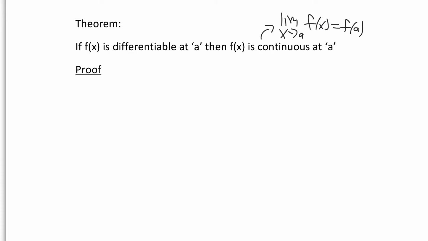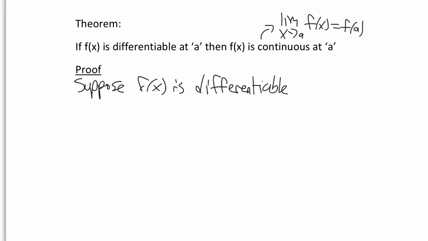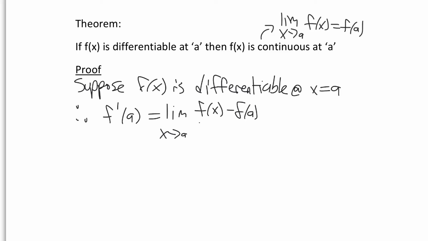We're going to start off by assuming the beginning. We're told that if f is differentiable, so we should suppose that. Suppose f of x is differentiable at x equal to a. Well, what that means is the derivative exists. So, therefore, f prime of a, which we could write as the limit as x approaches a, and we're going to do the first definition, of f of x minus f of a over x minus a, this limit exists.